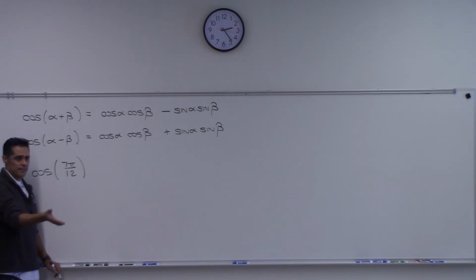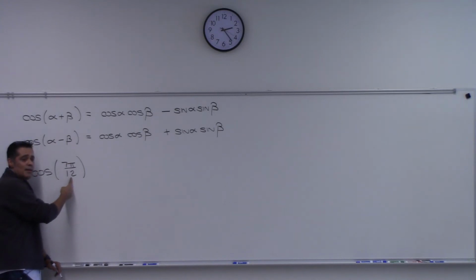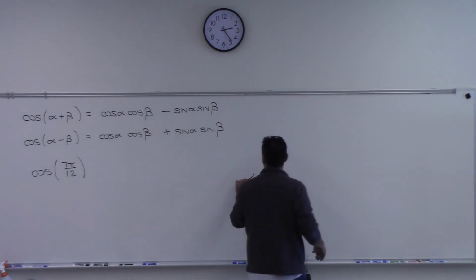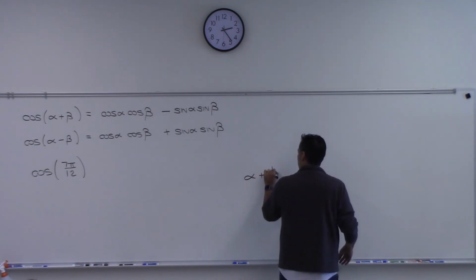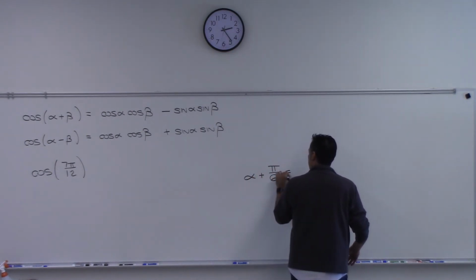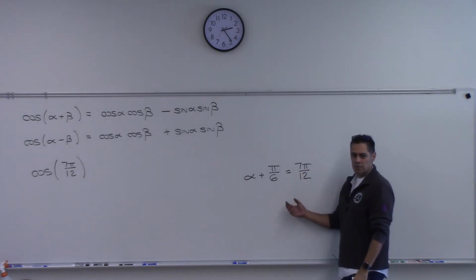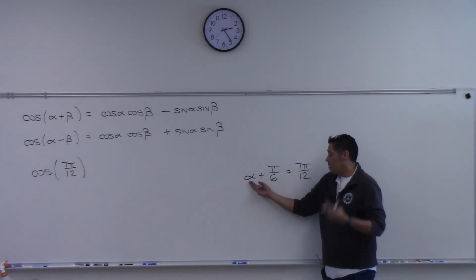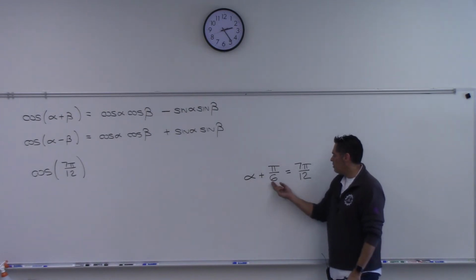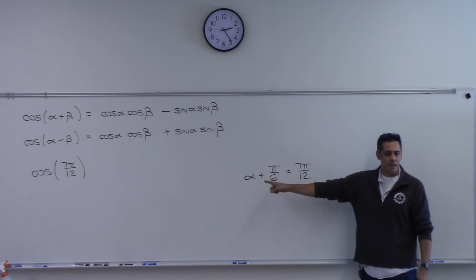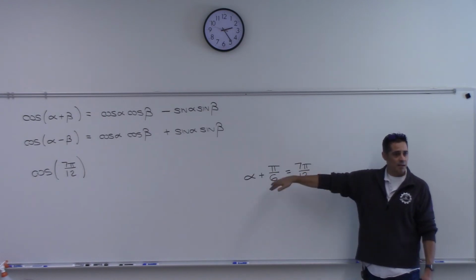And the fact that this is a 12 down here makes me think, okay, 12 is a multiple of 6, so maybe. Are you saying something like something plus pi over 6 is probably equal to 7 pi over 12? Yes, I think that's what you're saying. Some angle plus pi over 6 could be equal to this. So why don't we subtract pi over 6 on both sides, and that would give us the other angle. Does that make sense to everyone?